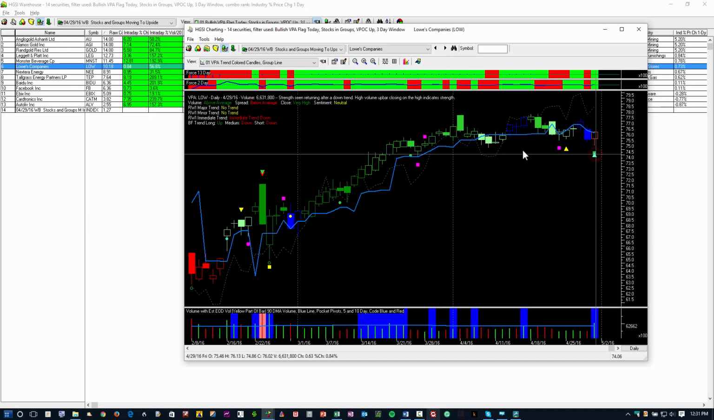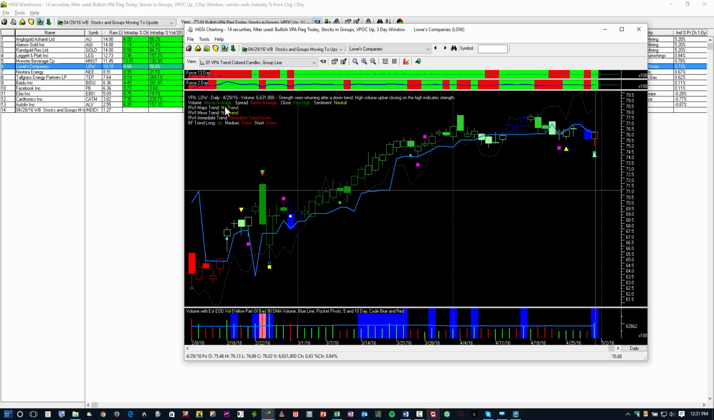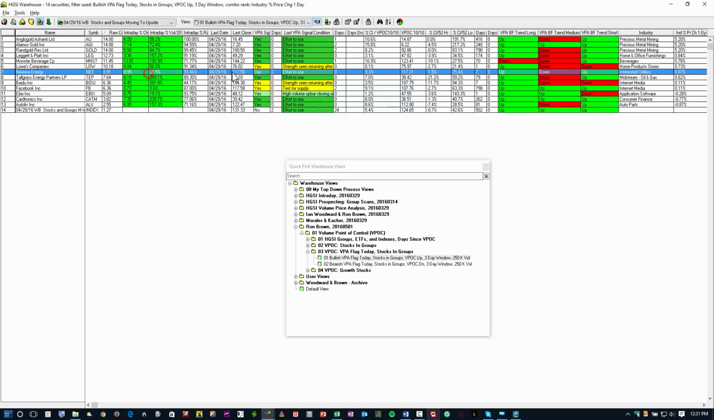Anyway, two signals right here. Strength seen returning after a downtrend. High volume up bar closing on the high indicates strength. It's above the 10 period VPOC, and both force indexes turn positive. I'm just going to put that. I forgot to put that other one that I looked at in there, but I'm putting that in my watch list.